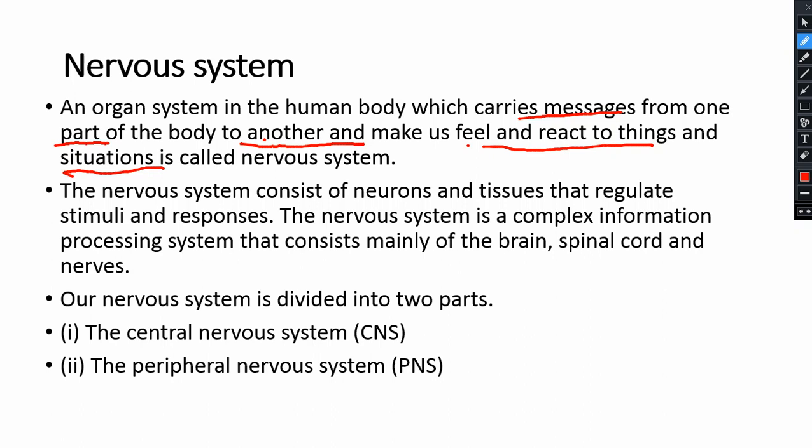Now it says that the nervous system consists of neurons and tissue that regulate stimuli and responses. The nervous system is a complex information processing system that consists mainly of the brain, spinal cord, and nerves. Our nervous system is divided into two parts: the central nervous system and the peripheral nervous system. One is called CNS and the other is called PNS. Now what does it mean?